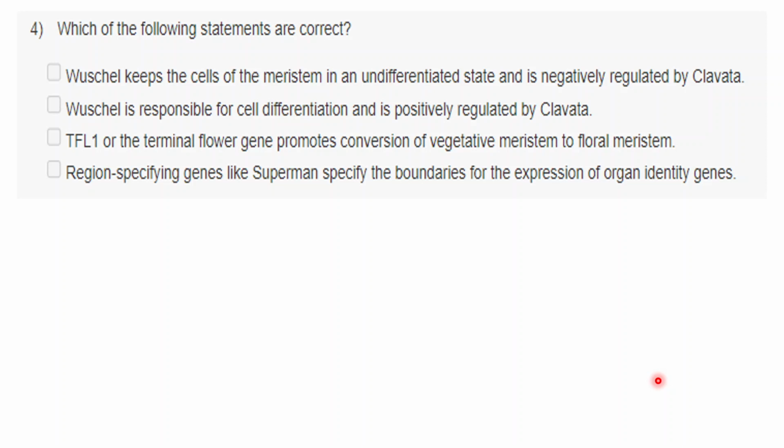So these are the 4 statements. You have to tell me what do you think are the correct statements. Two statements about Wuschel and clavata relationship, one about the terminal flower gene, and another for Superman gene. So let's take a minute and wait for students to look at the question and arrive at the answer. I can see Ajay has already answered, but we still wait for a minute.